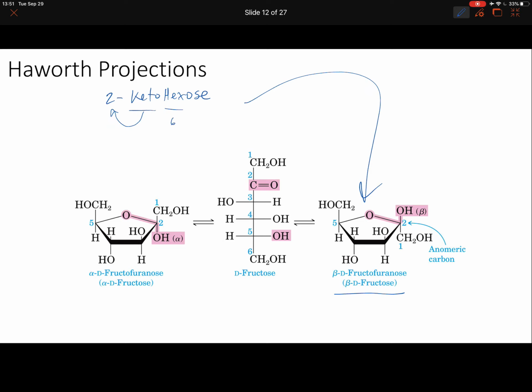But of the 3 main sugars that we look at, glucose, galactose, and fructose, these guys are going to make up all of the disaccharides that we tend to be interested in. The maltose, the lactose, and the sucrose, or aka table sugar. So we're going to have to look at how these rings can connect together.